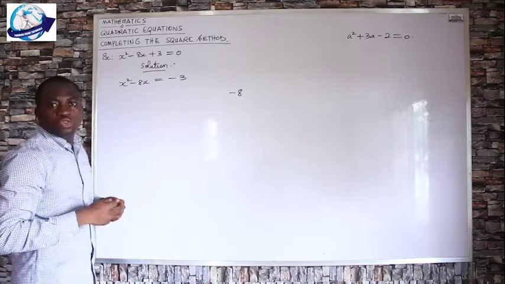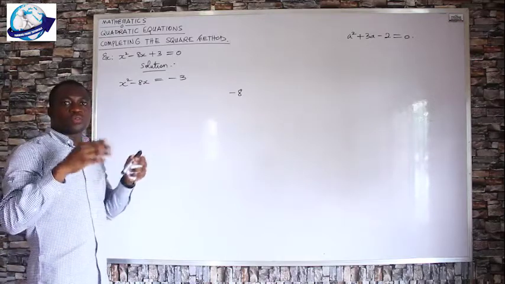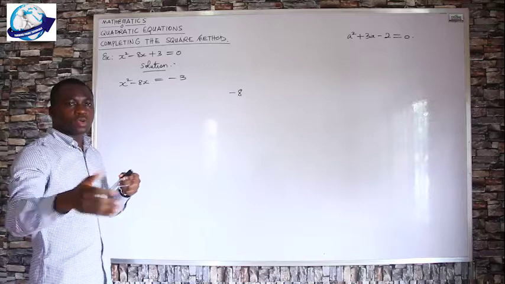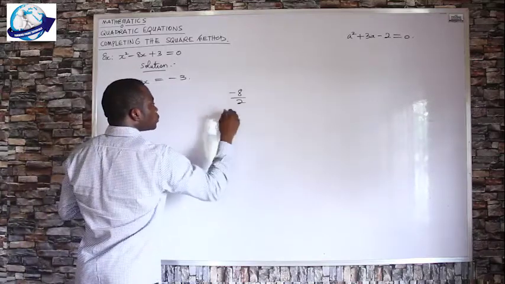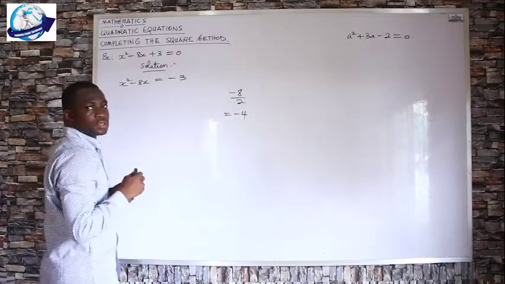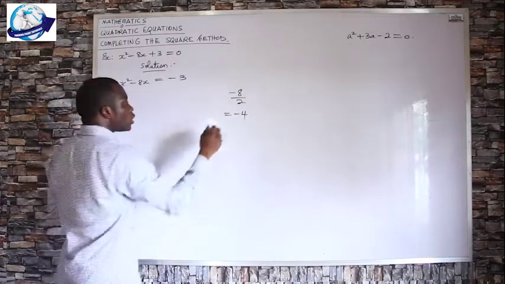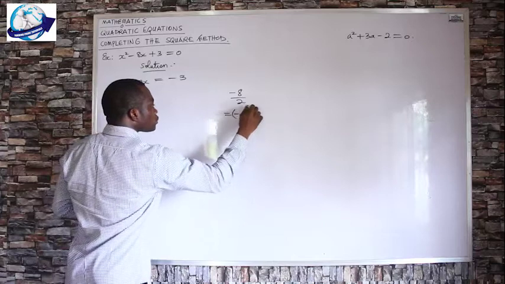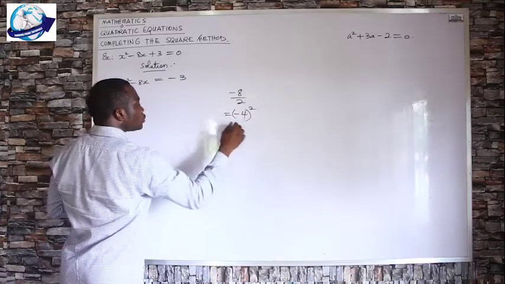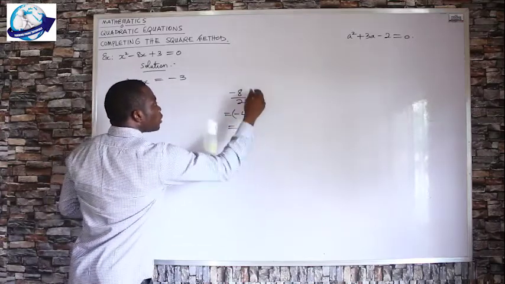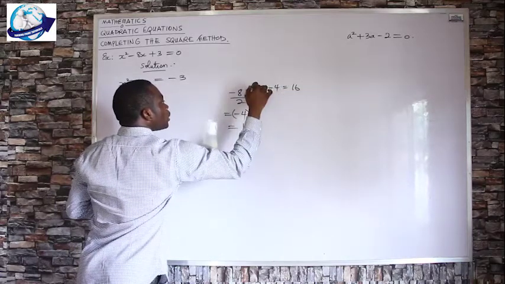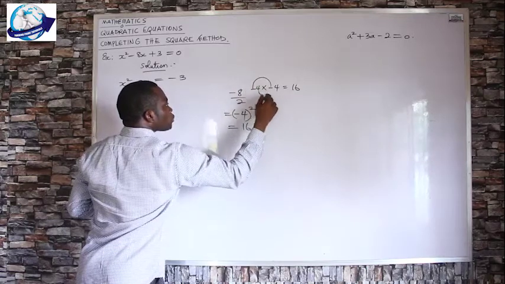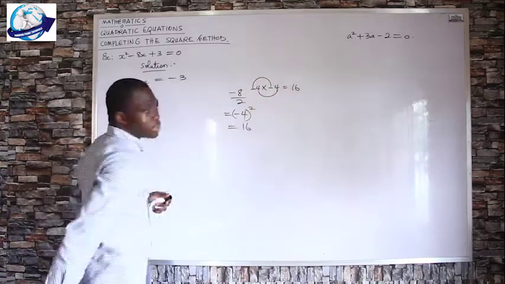Then the next thing to do is to divide the coefficient by 2, and once you divide the coefficient by 2, it will give you minus 4. Then the next thing is square it. When you square the answer, it will give you 16, because minus 4 times minus 4 gives you 16. How? Minus times minus is plus, 4 times 4 is 16.